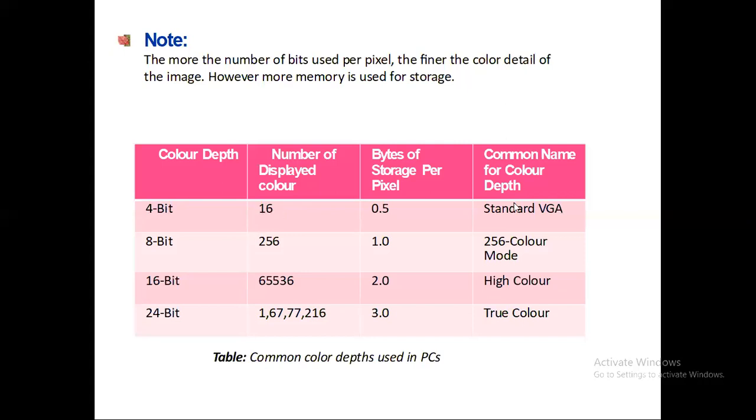The common name for that display is the standard VGA, video graphics adapter. If it is 8 bit, that is 2 raised to 8, it can have 256 different colors, so it is 256 color mode. If it is 16 bit, then 65,536 colors will be displayed, so we say these are high color machines or high definition. Similarly, with 24 bit, that many color combinations can be shown, and it's a true color image. So these are examples of how you can find out the color depth and how many colors will be available. So this is the color depth.